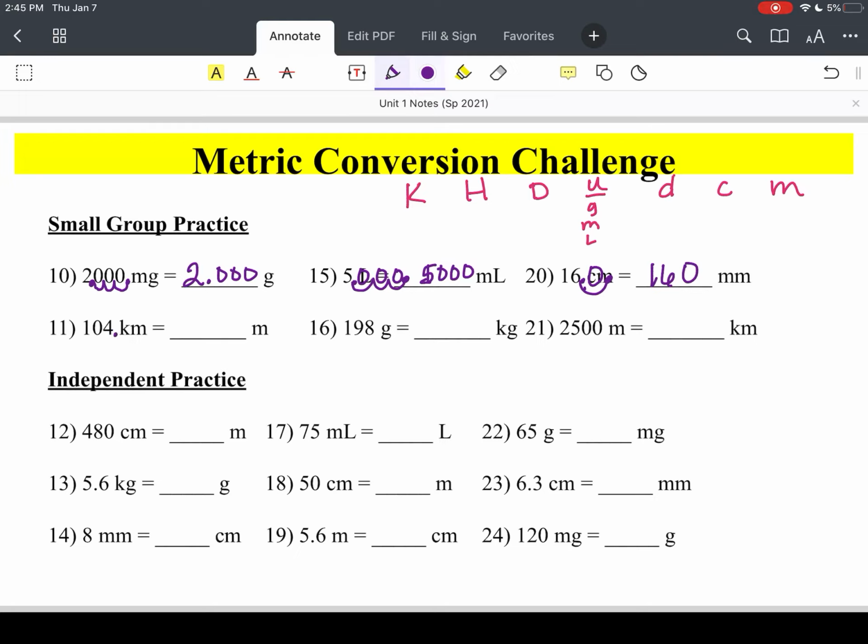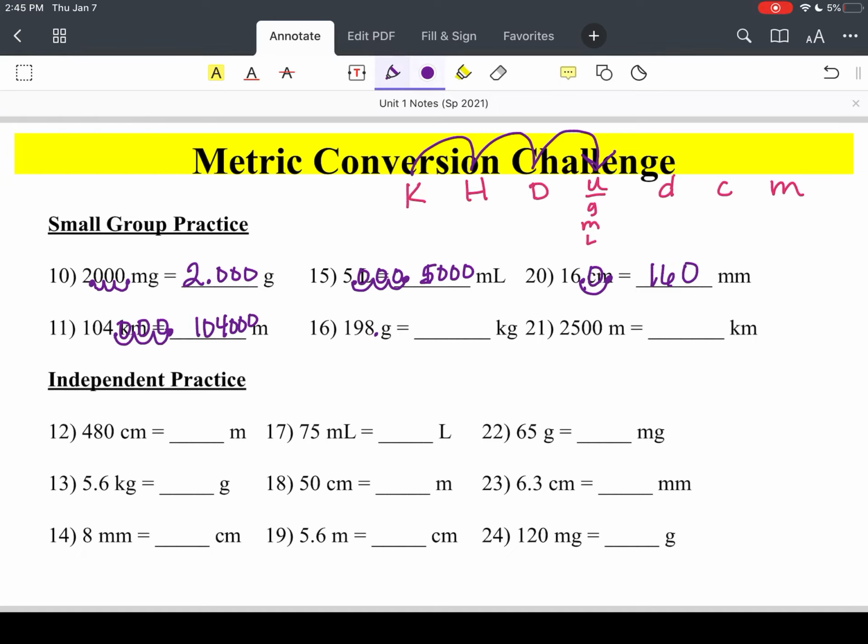Next one, here's my decimal. I'm going from kilometers to meters, so 1, 2, 3. 1, 2, 3. Notice I went the same direction. Fill in my goose eggs. 104,000.